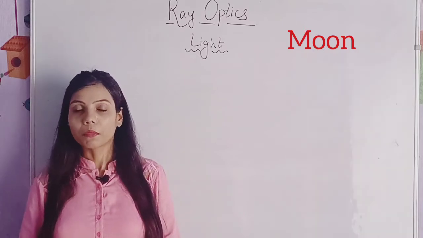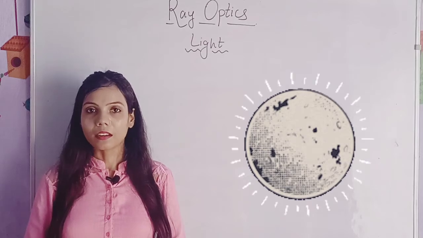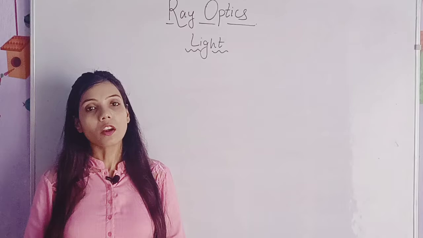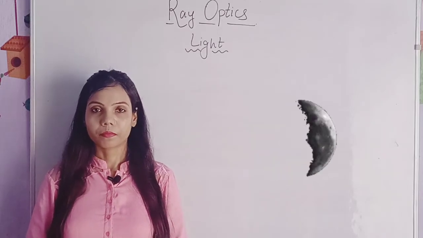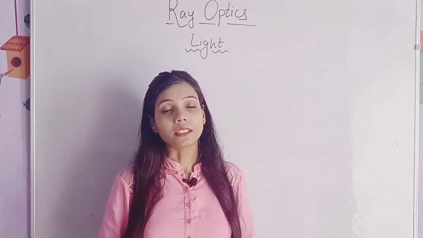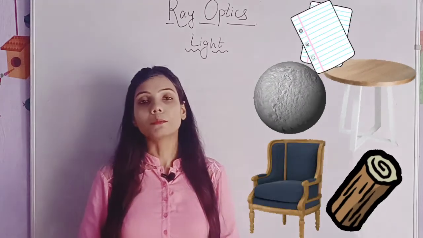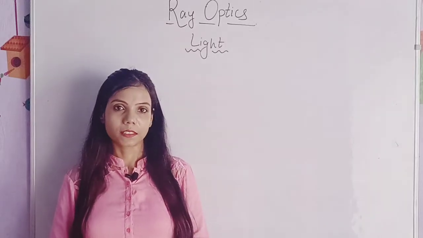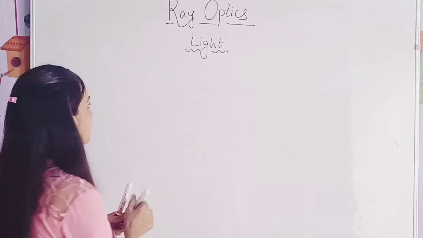The shining appearance of the moon is just the reflection of the sunlight. Please note that the moon does not have its own light. The moon is considered to be a non-luminous object. It just reflects the light of the sun. So we have objects in the category of non-luminous objects such as moon, table, chair, wood, paper. All these objects which do not have their own light are known as non-luminous objects. So let us frame what are luminous and non-luminous objects.